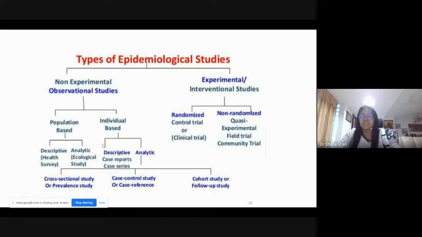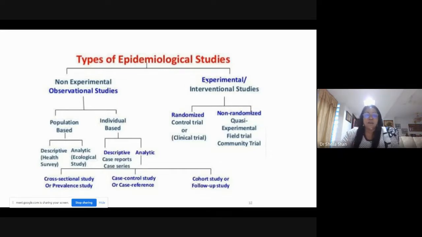Under experimental, you will have randomized studies. This is quite important for clinical study. We call it a randomized clinical trial, RCT, or non-randomized, quasi-experiment such as field trial or community trial. So this is the epistemology of the studies.